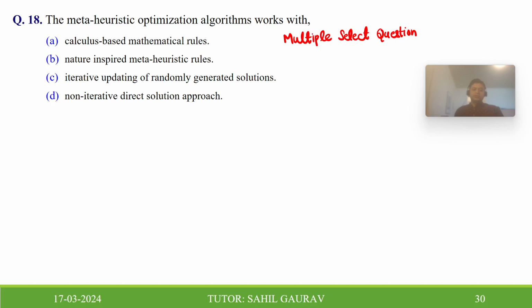Option B is one of them out of two. Yes, option B is correct. And this is also iterative, so C is also correct. And calculus-based computation comes under deterministic optimization algorithms. So these two are correct. B and C options are correct.